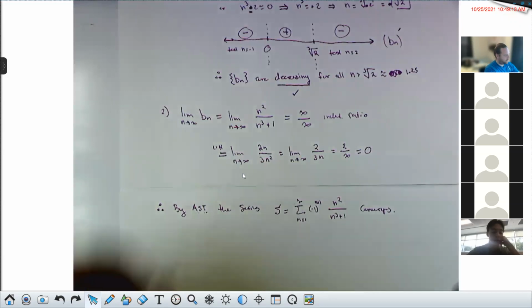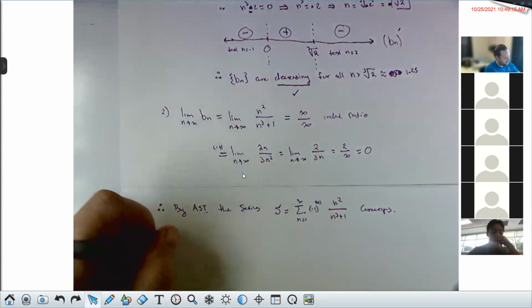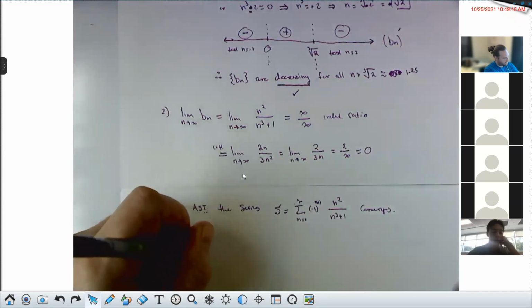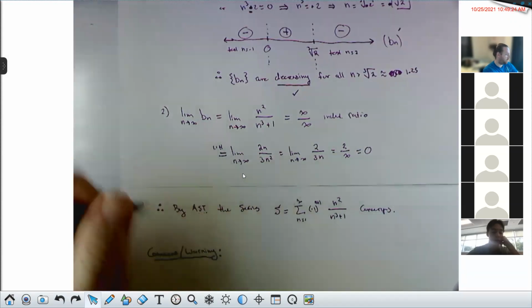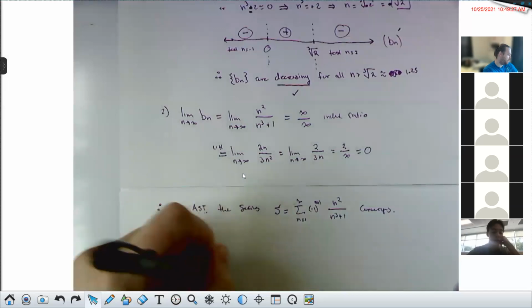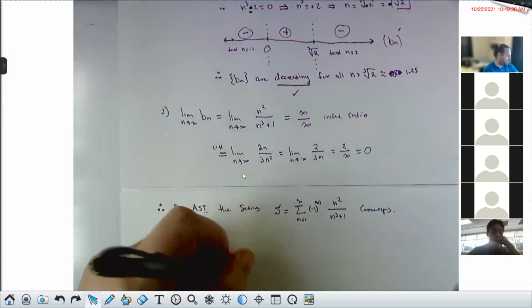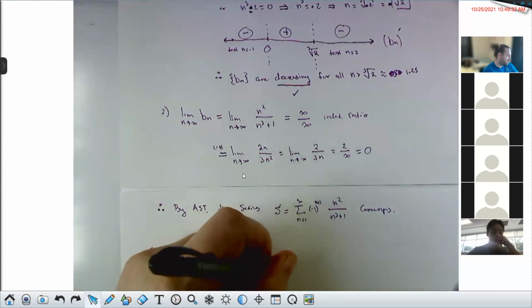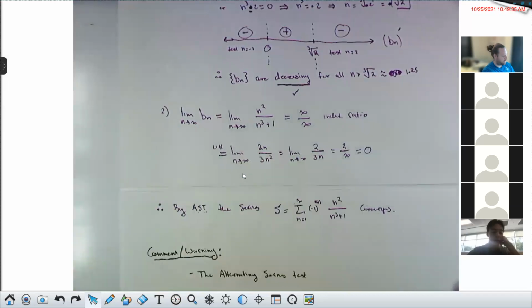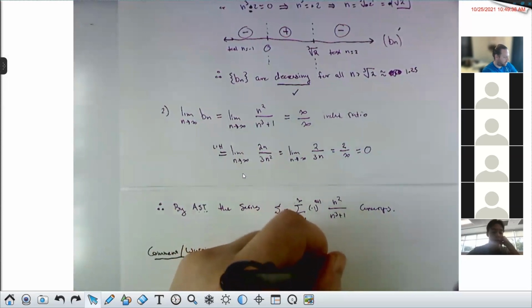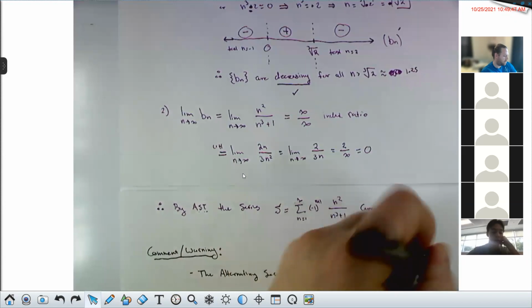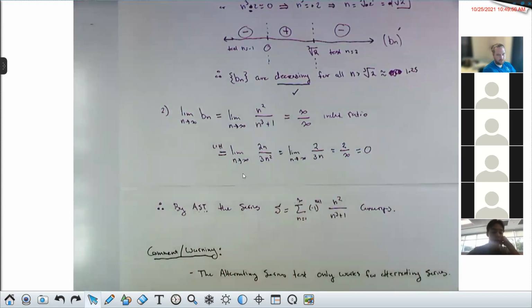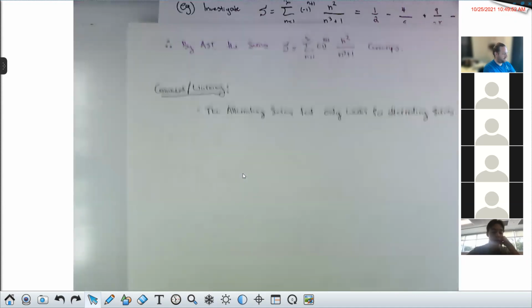One last comment before we go. The alternating series test, I guess two of them. I know it sounds silly to say, but it only works for alternating series. Don't try to use the alternating series test on a series which doesn't alternate. Can't do that.